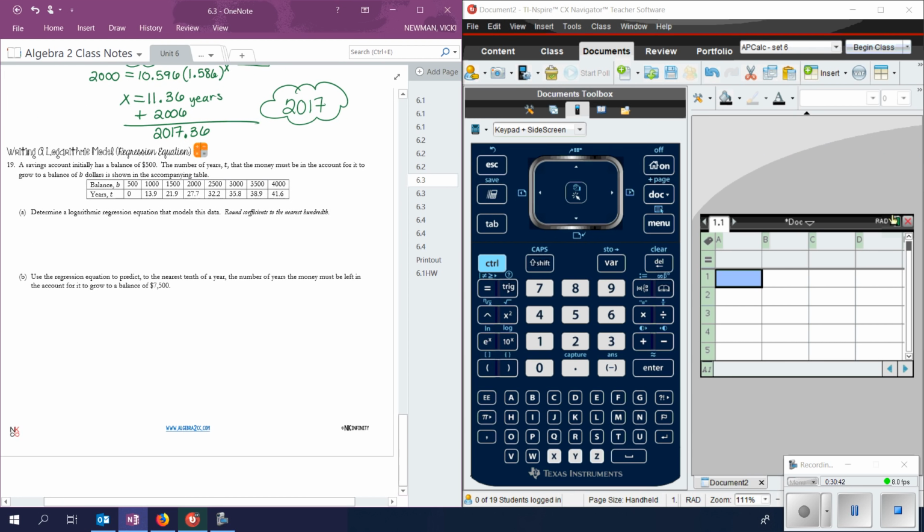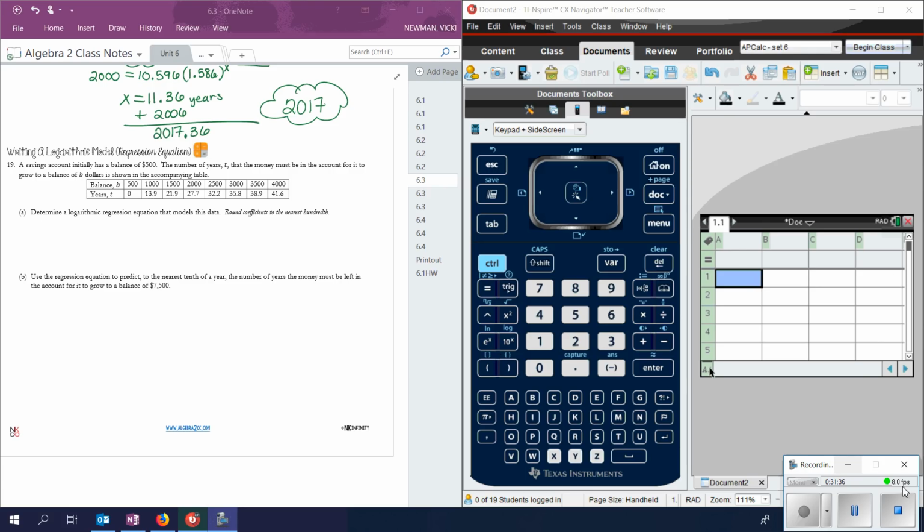So a savings account has a balance of $500. The number of years T that the money must be in the account for it to grow to a balance B dollars is shown in the accompanying table. Why does this not make sense to me? Okay, so I read it wrong, so that's why it didn't make sense. Got it. So it has a balance of $5. The number of years T that the money must be in the account for it to grow to a balance of B dollars. So really what we're saying is that B is the independent variable, and we want to know how time depends on the balance. I want to know when a certain balance, not after a certain amount of time. So we're going to use a logarithmic regression.